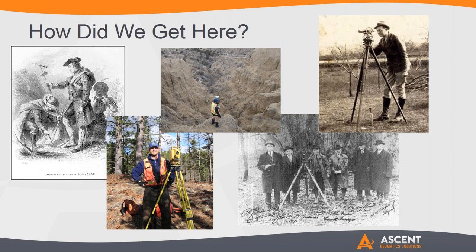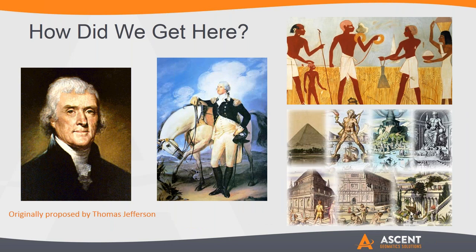Thomas Jefferson was a surveyor himself before he was president, and surveying actually goes back all the way to the Egyptians. The pyramids didn't just happen. They had some really smart people and some sophisticated tools, and that's how the pyramids got built. Sure. Well, pretty much anything, right? If you look at the bottom right-hand picture, that's the seven ancient wonders of the world. You don't build structures like that thousands of years ago unless you've got some way to build it.